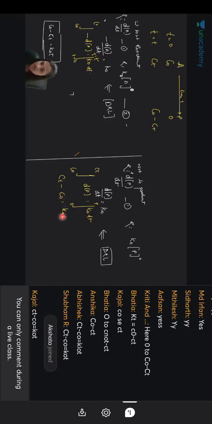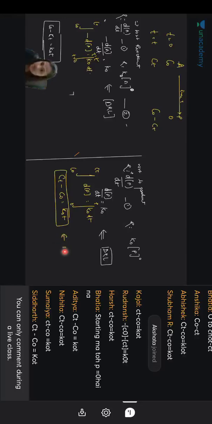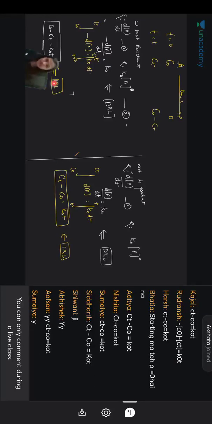CT minus C naught is equal to K naught T. Okay, CT minus C naught is equal to K naught T. So this is your integrated rate law equation. Is this fine? Right? At any time T. So we are doing all this at any time T.